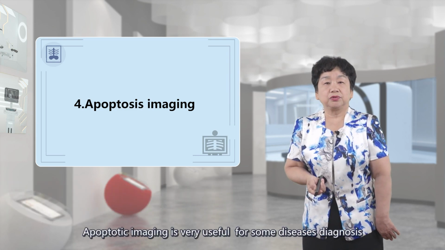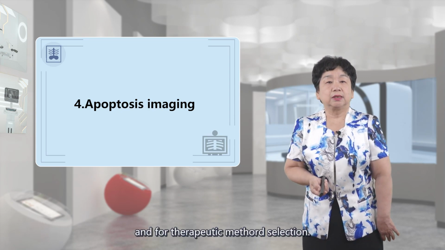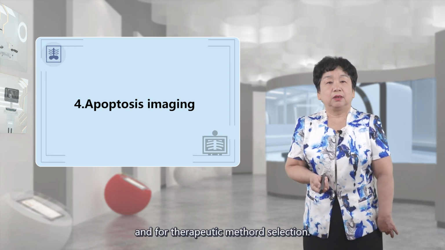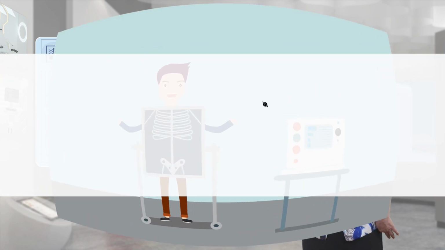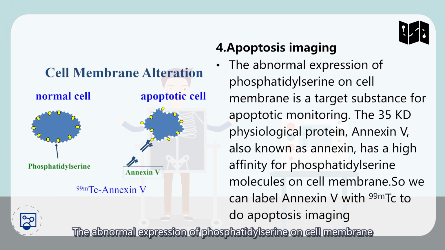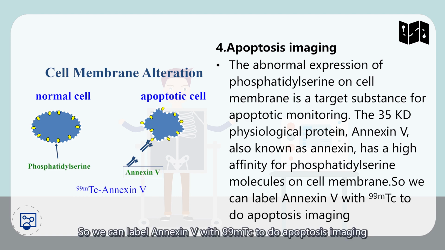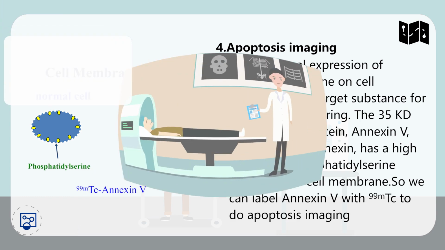Apoptosis imaging is very useful for disease diagnosis and for therapeutic method selection. The abnormal expression of phosphatidylserine on the cell membrane is a target substance for apoptosis monitoring. So we can use technetium-99m to label annexin 5 to do the apoptosis imaging.